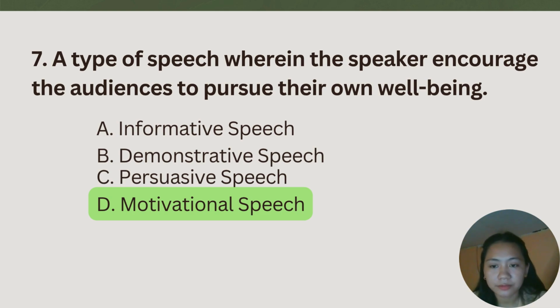Letter C, persuasive speech. So this aims to convince the audience to accept the viewpoint or to take specific action about the speaker's speech, but it doesn't always focus on personal well-being.